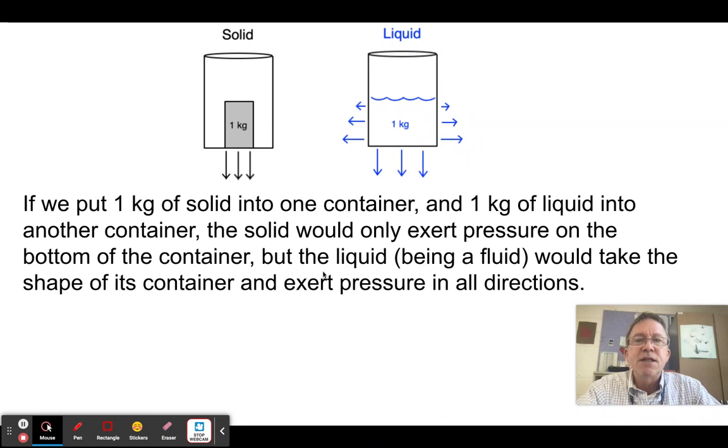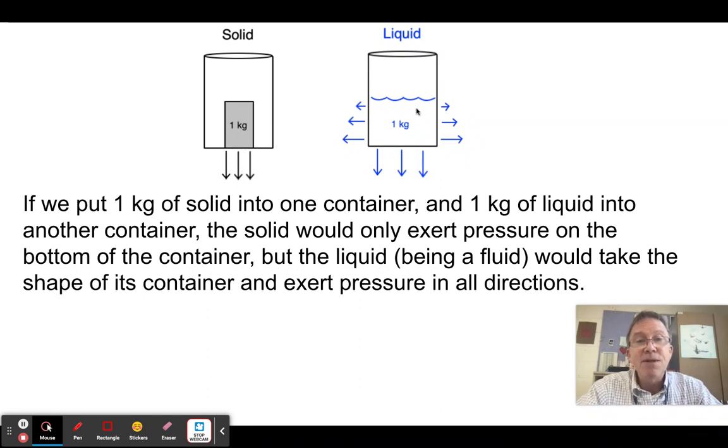All right, so consider this. Imagine if I have 1 kilogram of solid sitting in a jar. This is my pathetic attempt to draw 2 cylindrical containers. The top is circular, the bottom is not. Don't ask me why. If I put 1 kilogram of solid in here, it will apply a force per unit area, but it will only apply that in the downward direction, directly underneath the solid.